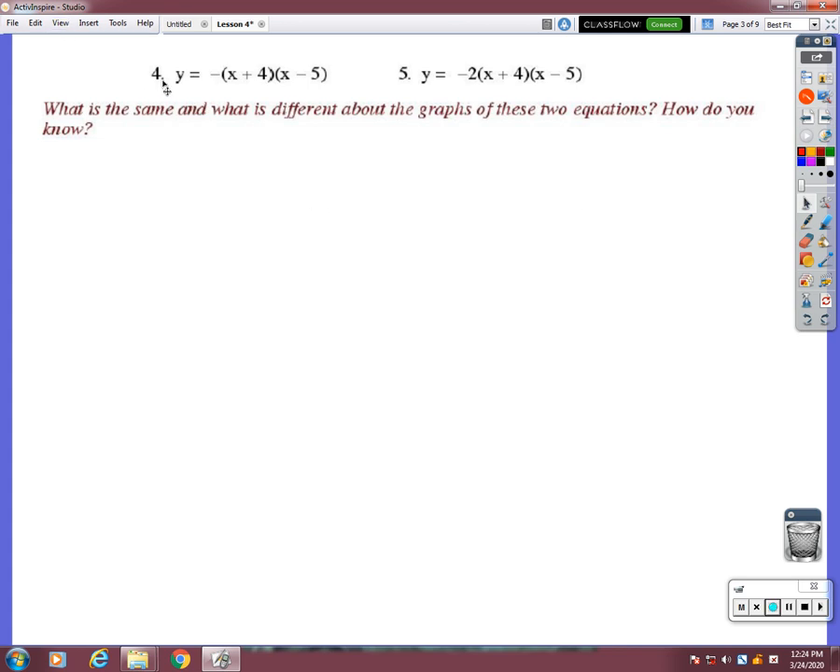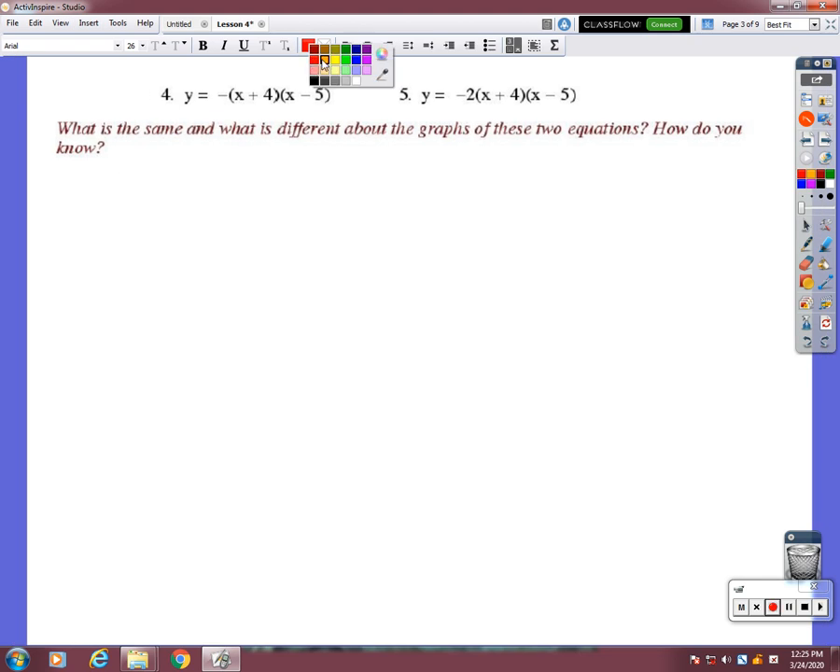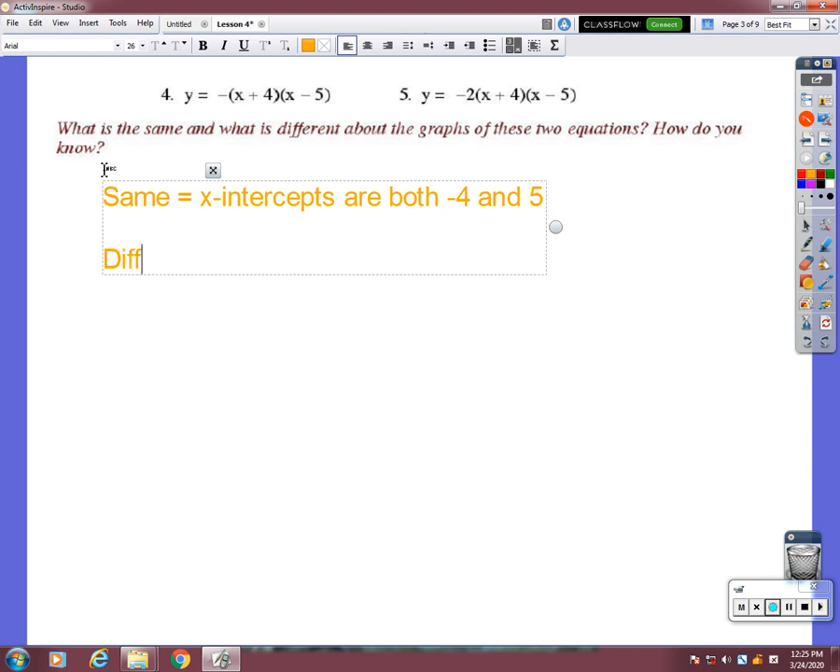Okay, so if we were to look at this, y equals -x plus 4 times x minus 5, and y equals -2x plus 4 times x minus 5, you can see that there are some real similarities. The x-intercepts are both the same, -4 and +5. What's different is since a equals -1 in one of the equations, and a equals -2 in the other equation, that means the graphs will have different widths. So since the a values are different, the graphs have different widths.